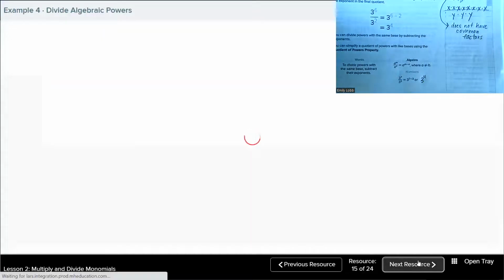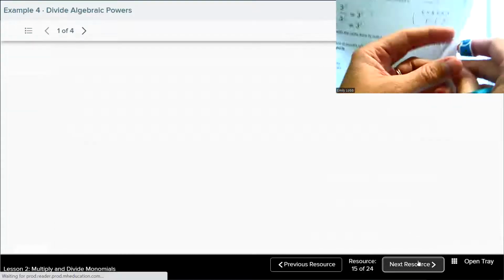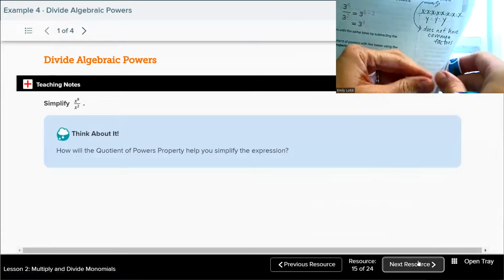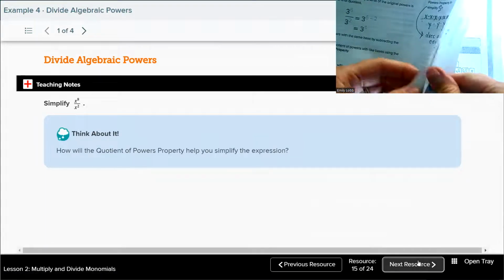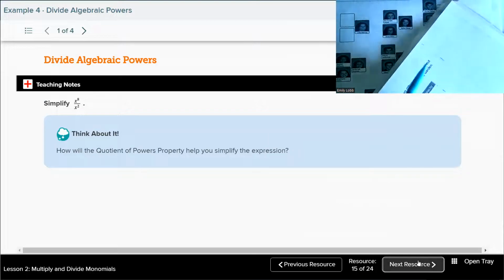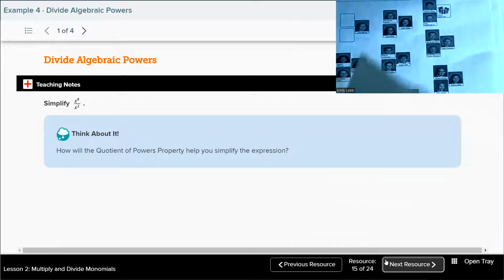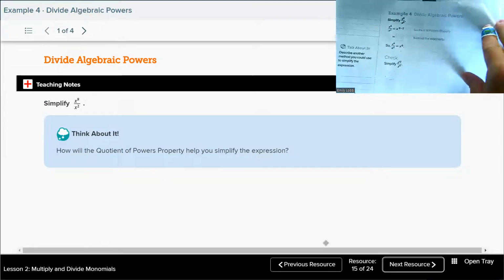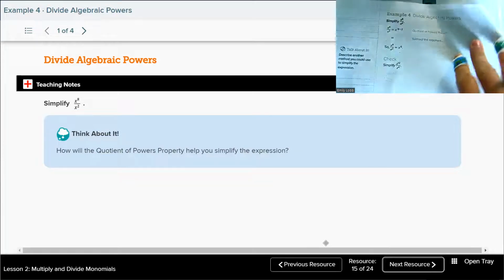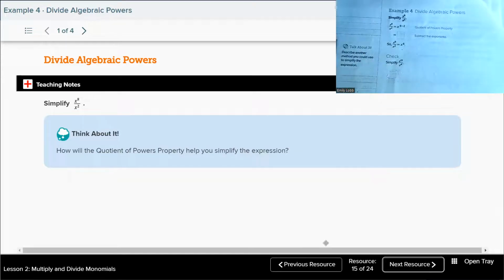All right. Let's look at example 4. This begins on page 18 in your packet. So simplify x to the 8th divided by x squared. How do you think it'll help us simplify? We know we can do what if we have like bases? Subtract. So let's do it.